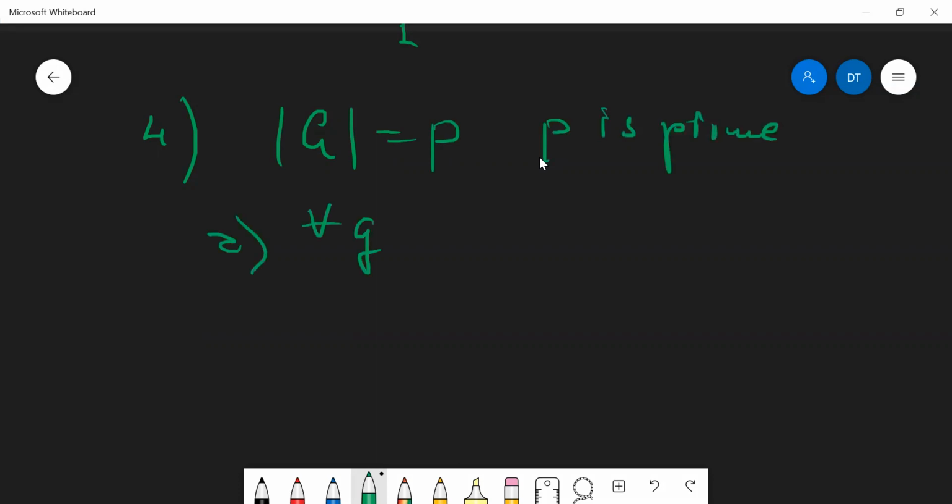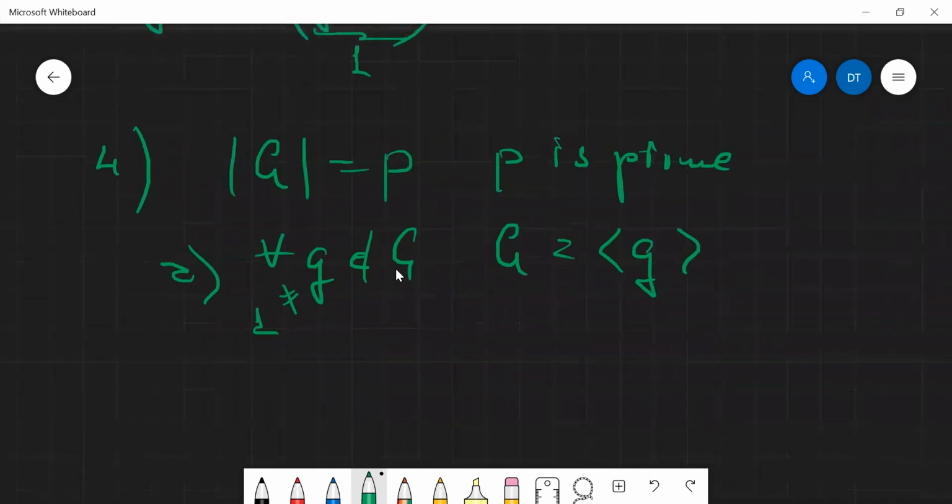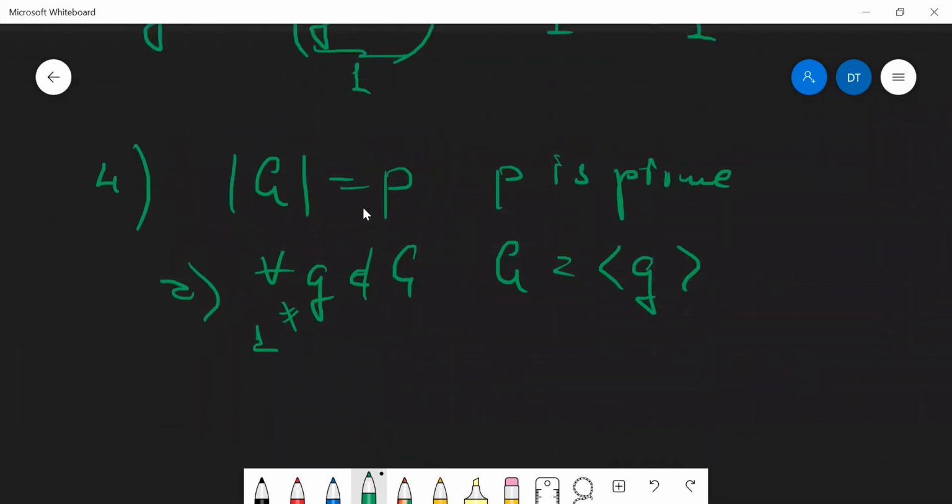Then for any element g of G distinct from the neutral element, G is equal to the cyclic subgroup generated by g. So if you have a group of prime order, so if you have only a prime number of elements, then your group must be cyclic, and it's generated by every non-identity element. So if you take any non-neutral element, then it will be a generator of your group G.